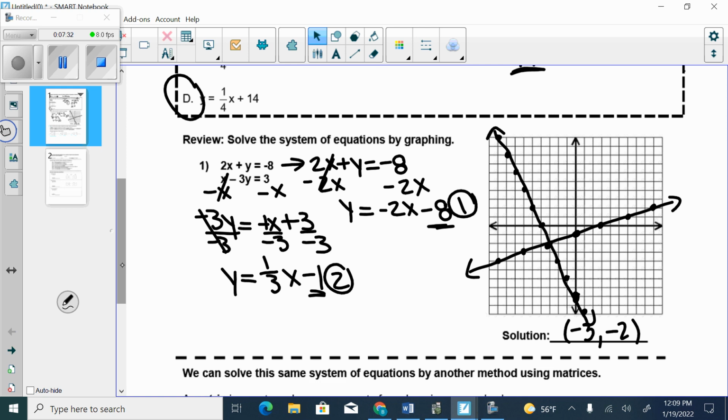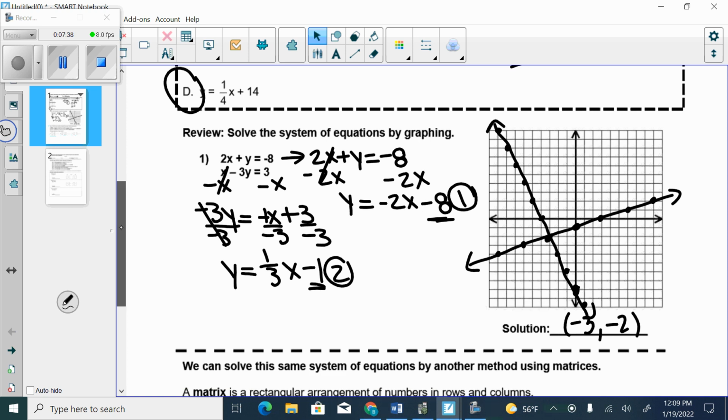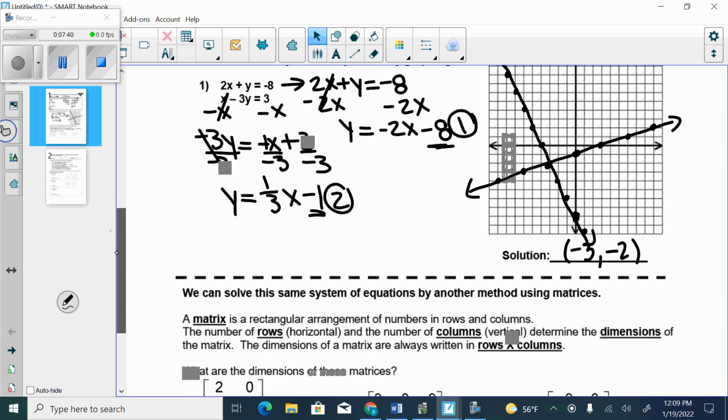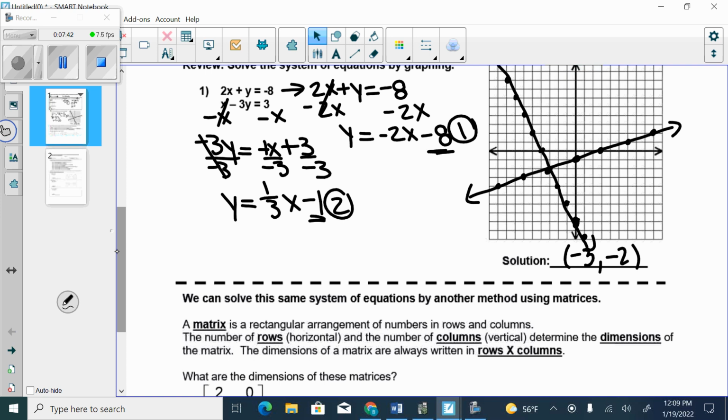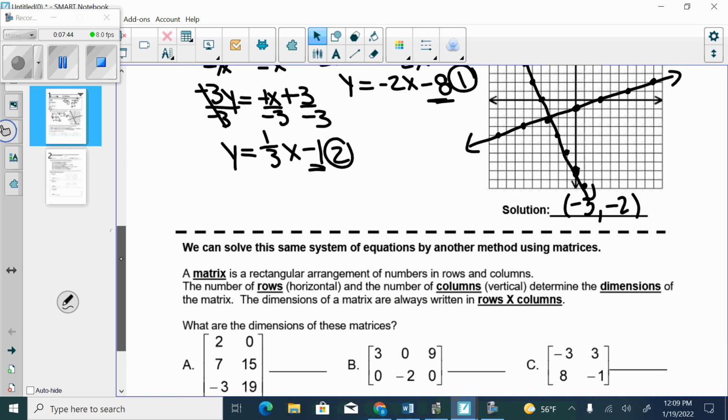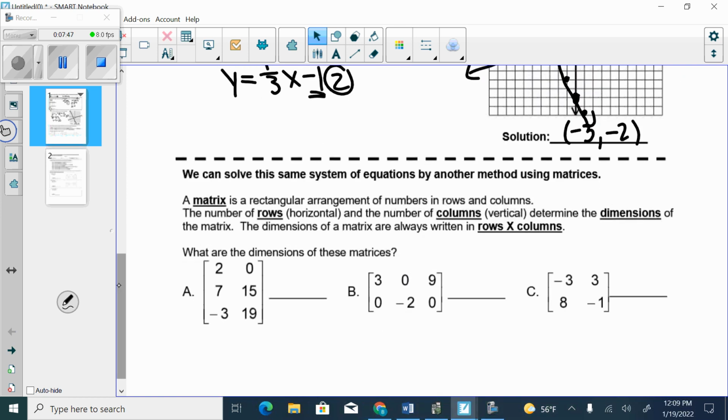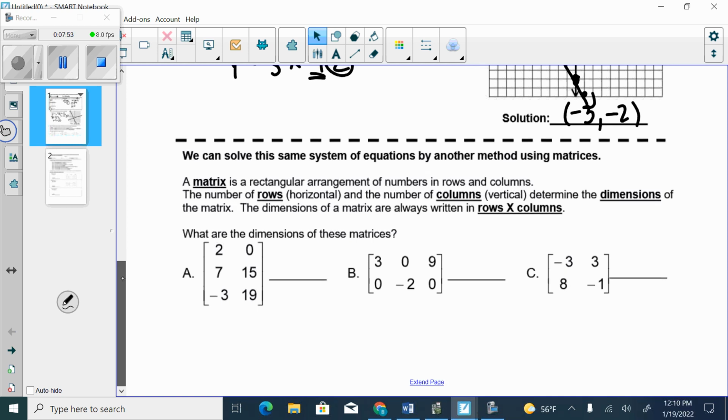Okay, so we also talked some about graphing, substitution and elimination. You guys kind of refreshed yourselves on that at the end of last week. Then we are going to learn our fourth and final method for how we can solve systems of equations. You can solve a system of equations using matrices, which will be done in your calculator.